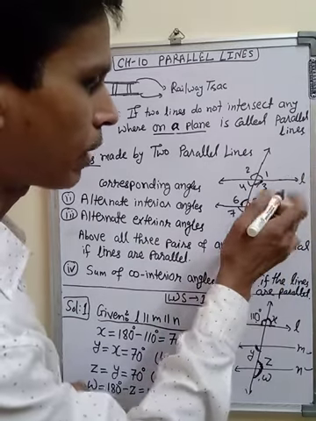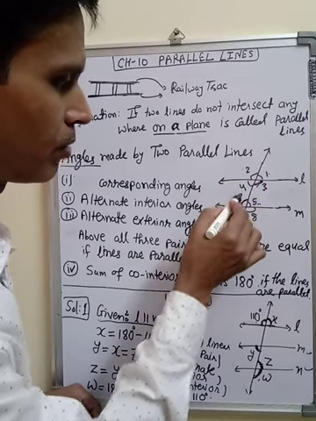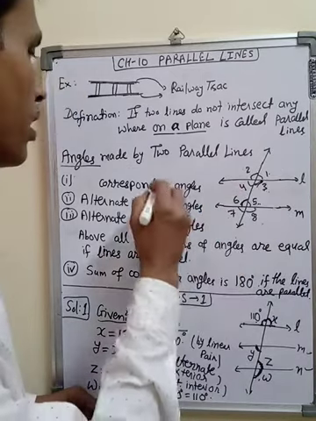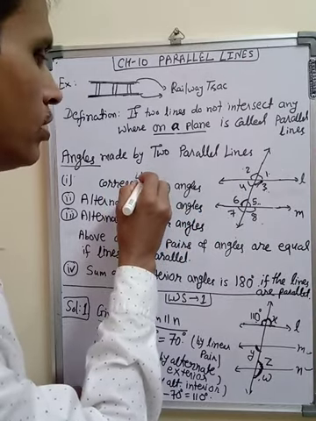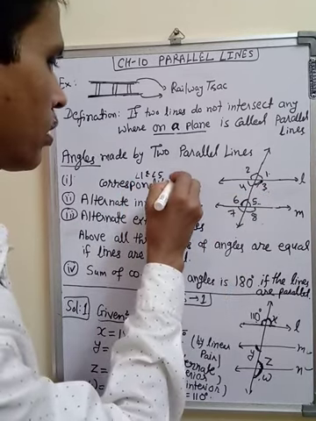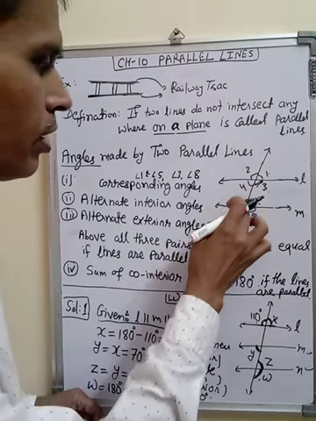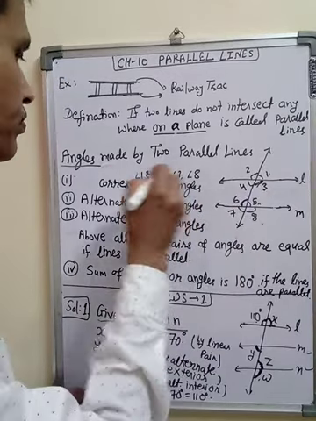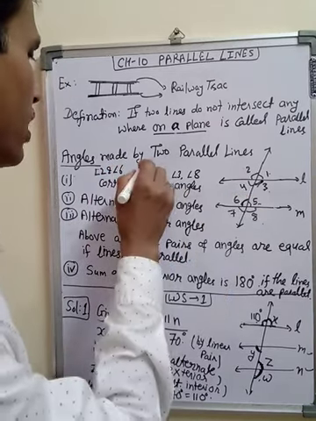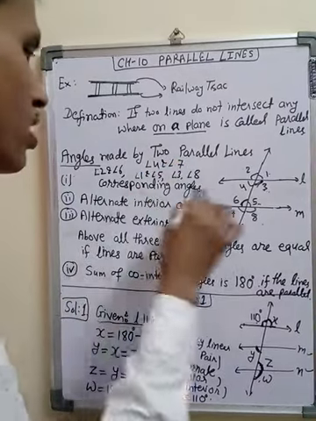Corresponding angles are angle 1 and angle 5, angle 2 and angle 6, angle 4 and angle 7, angle 3 and angle 8. I can write here: angle 1 and angle 5, angle 3 and angle 8, angle 2 and angle 6, angle 4 and angle 7. So these are the four pairs of corresponding angles.